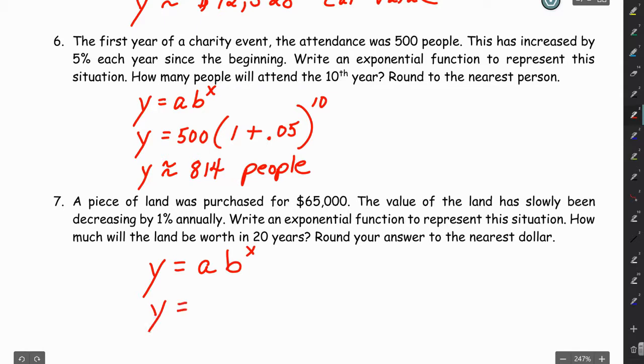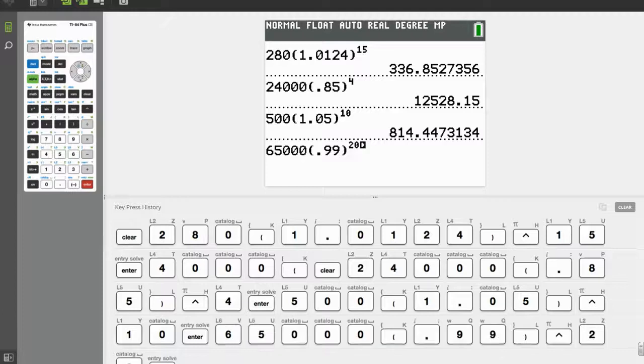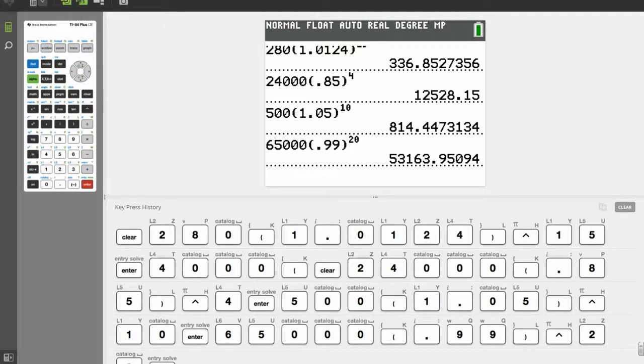Our initial value is 65,000. We're depreciating, we're decreasing in value, so we're going to do 1 minus our rate. And 20 years later, put that in our calculator. And we get a land value of approximately 53,164.